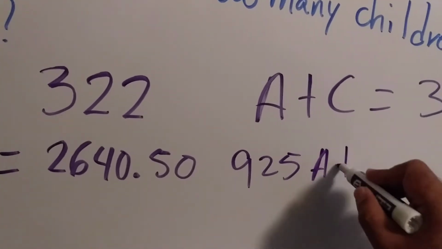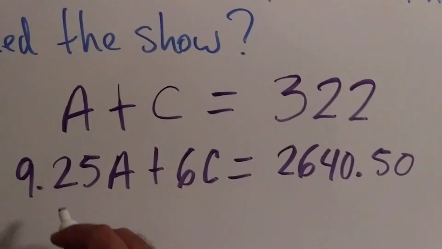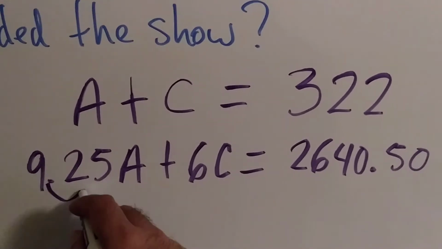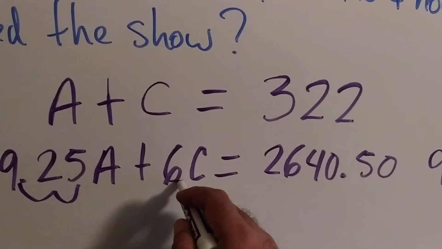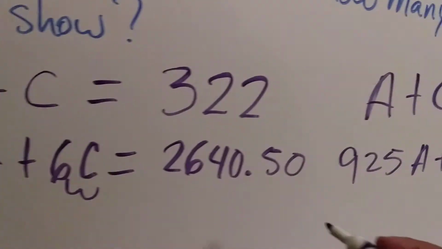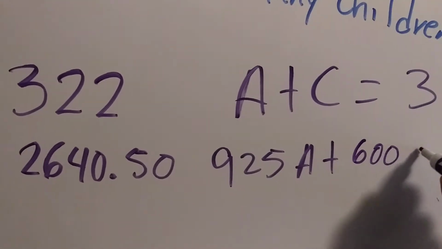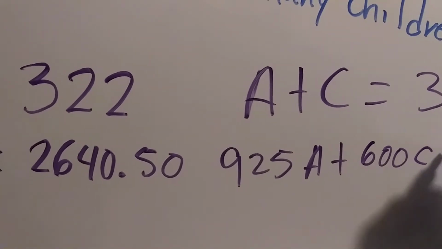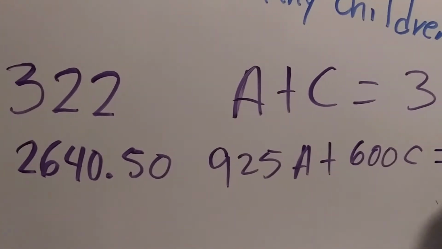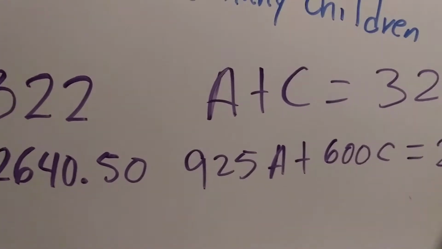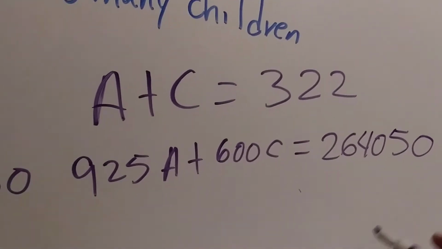925A plus, because the reason why I moved the decimal twice, 1, 2, so from 6 it's going to be moving it 2 places, and we'll add zeros in there. So it'll be plus 600C, and it's equal to 2640.50, because we got rid of the decimal.